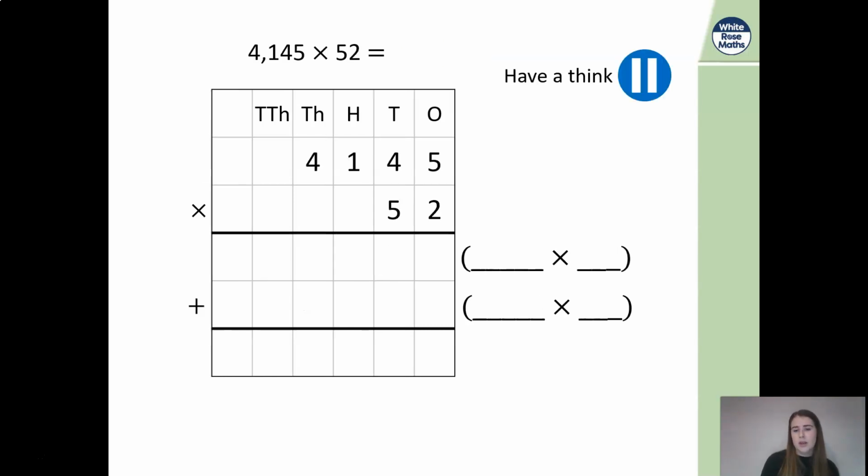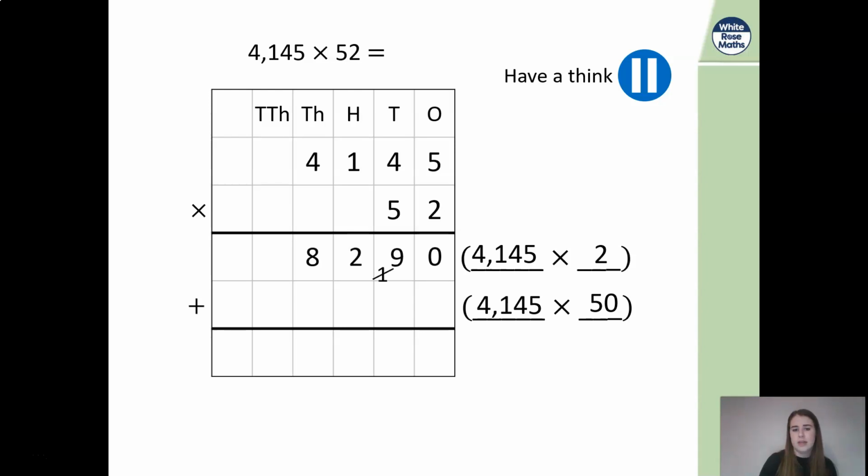So pause the video. I'd like you to now have a go at doing this one on your own. Consider what the sums are. Okay, and I'd like you to have a go at working out the answer. Okay, so my sums that we're going to be looking at is 4,145 multiplied by 2, 4,145 multiplied by 50. Okay, so let's start with our ones column.